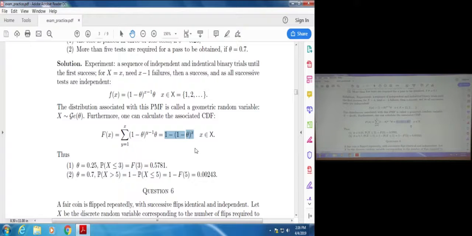Okay, so the finite geometric series, for a common ratio of less than 1, is the first term times 1 minus the common ratio to the power of the number of terms, divided by 1 minus the common ratio, and then basically you get this.